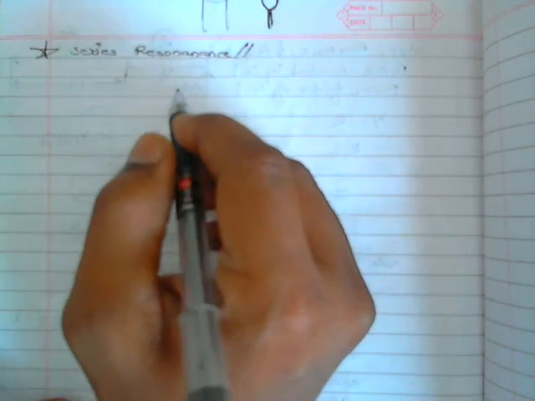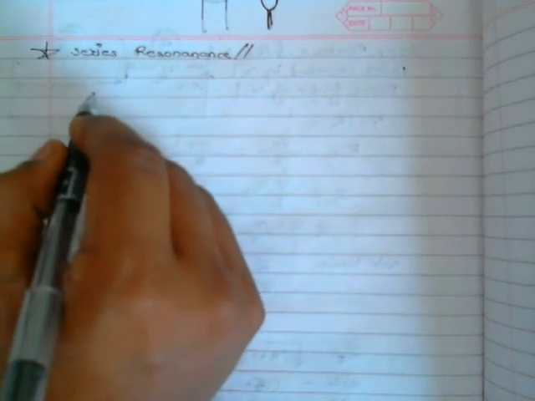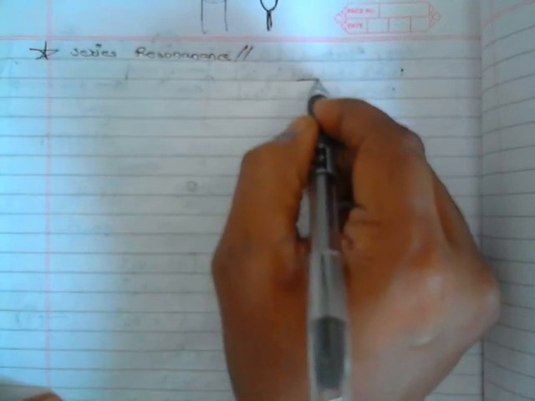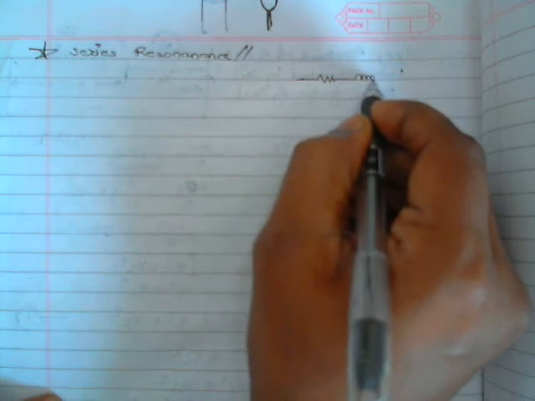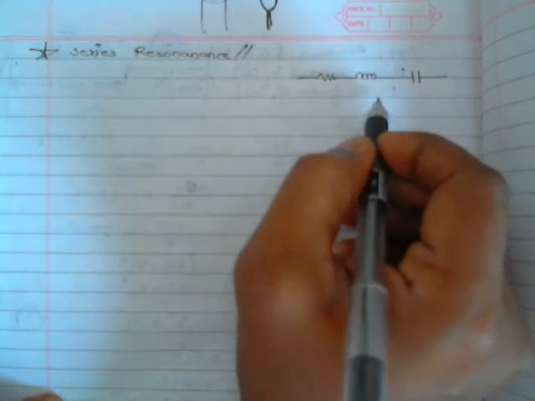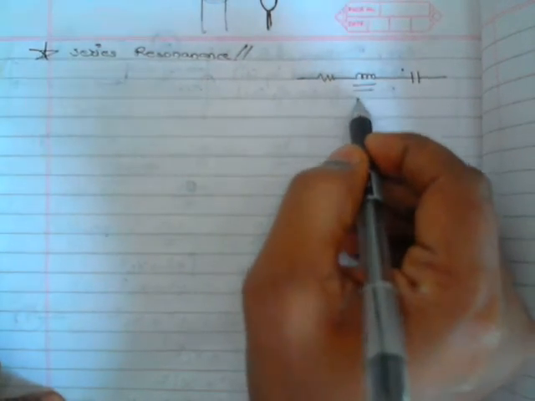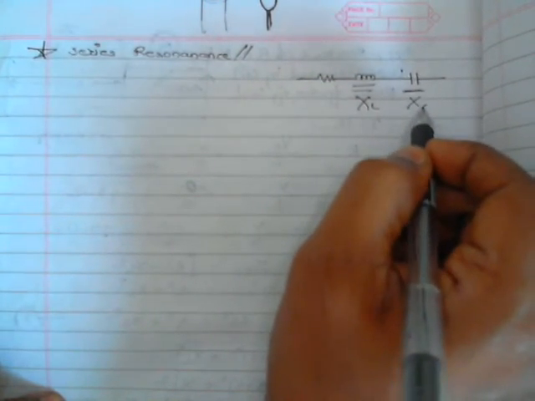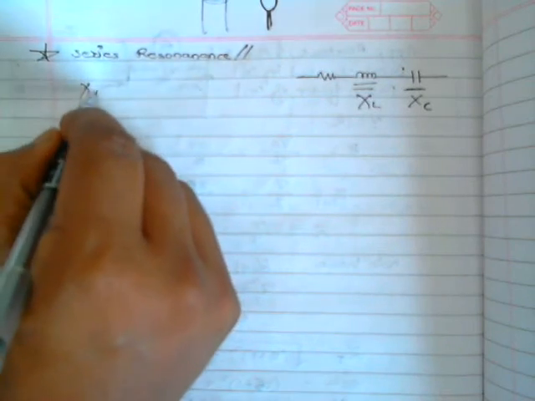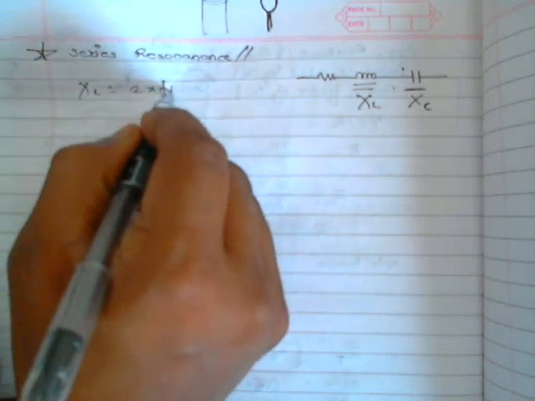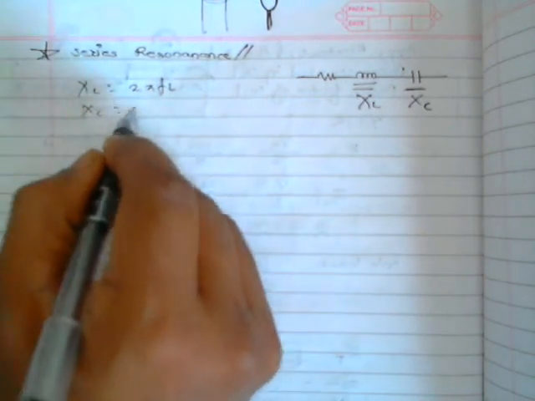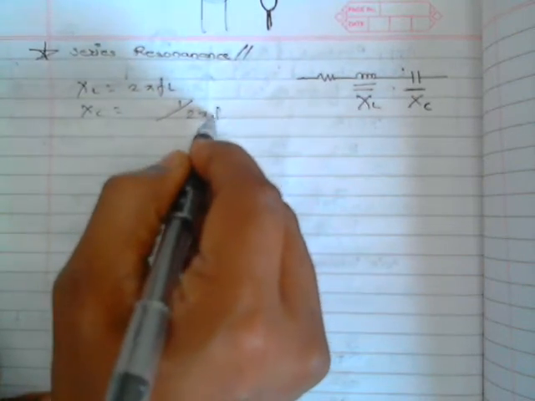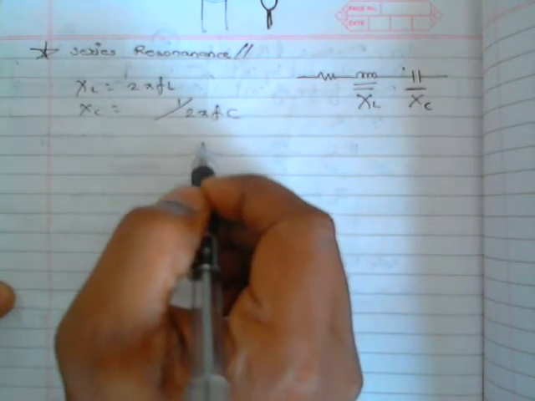So what is resonance? You know that circuit having three elements: one is resistance, one is inductance, and one is capacitance. In this particular circuit, the inductance has some inductive reactance XL, and the capacitor has some capacitive reactance XC. XL is given as 2 pi FL and XC is given as 1 upon 2 pi FC, right?